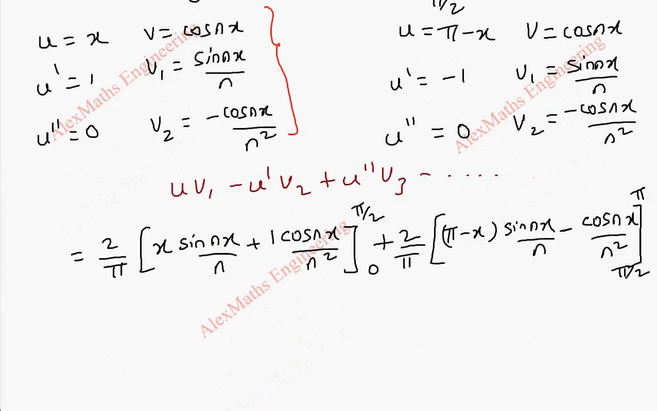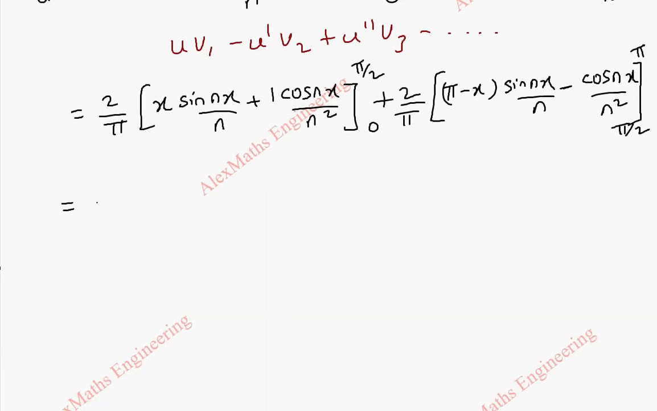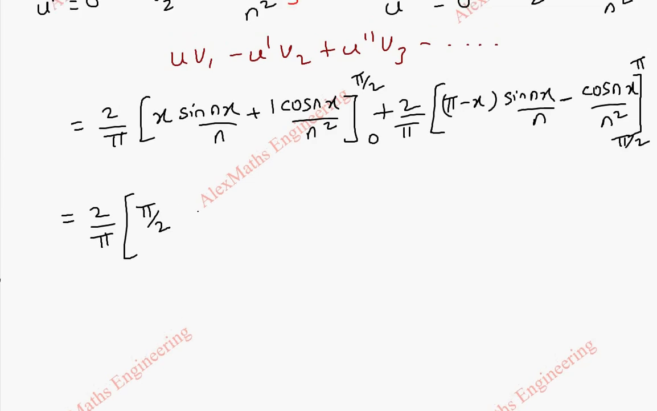Now coming to the substitution of the limits, we have outside 2 by pi. When I put pi by 2 here, this x becomes pi by 2, sin n pi by 2. So we take sin n pi by 2 by n plus cos n pi by 2 becomes 0, and when I put the lower limit, since there is an x, it is 0, and this becomes minus, actually it is plus 1 by n square.